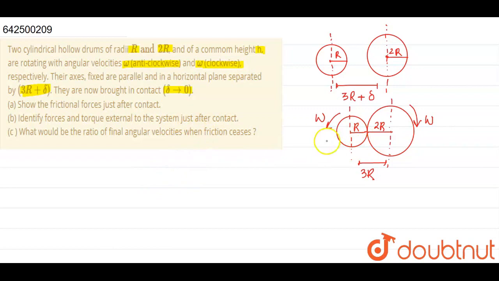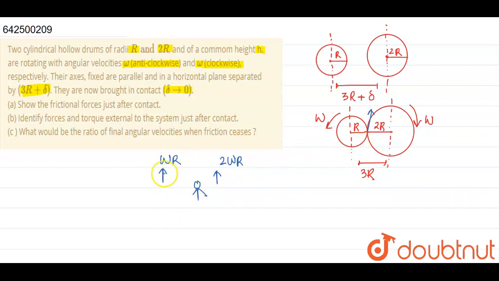Now let's suppose at this point, this is rotating like this. So at this point, velocity will be in this direction, right? Like this, tangential. So for the first drum, it would be like this at the point of contact. And for the second drum, it would be again like this, but 2 omega r because the radius is 2r. I'm talking about linear velocities, right? So let's suppose there is an observer sitting right here, observing these two drums.